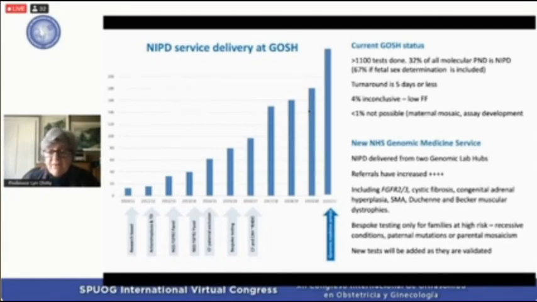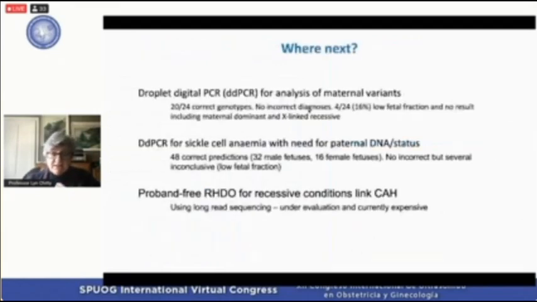Y estamos validando nuevas pruebas, y las nuevas pruebas que es probable que aparezcan pronto utilizan PCR antes de la secuenciación de siguiente generación, y estas son para las variantes hereditarias maternas cuando la mamá es la persona no afectada, o cuando es una condición recesiva y la mamá tiene el mismo gen. Entonces esta es una de las condiciones que nosotros esperamos introducir prontamente.